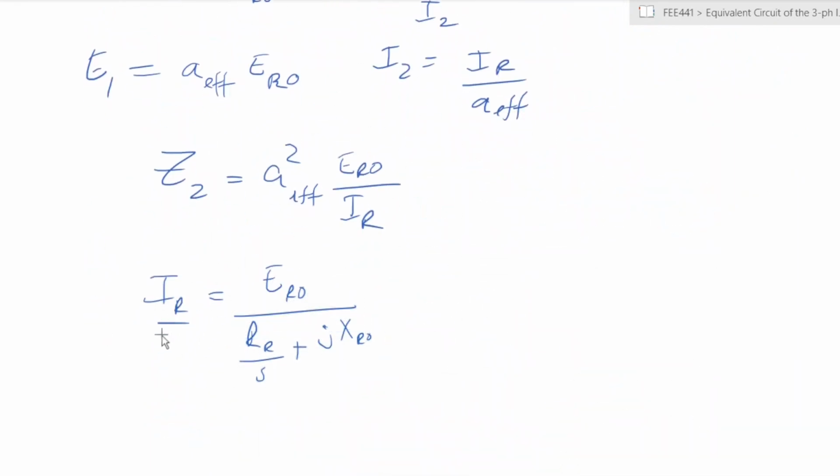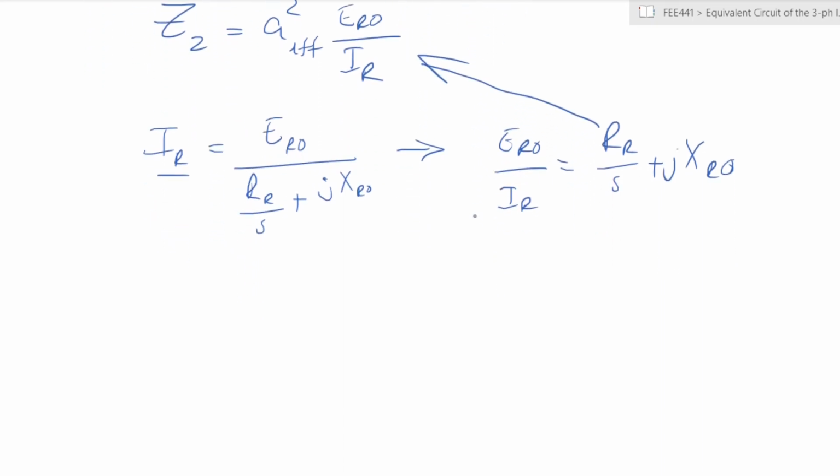Now we have this relationship that we had created earlier from the reconfiguring of the circuit so that it has the same frequency as the stator. Let's rearrange it so that it looks like this. So ER0 over IR is equal to RR over S plus JXR0, right? Now let's bring this back that side.